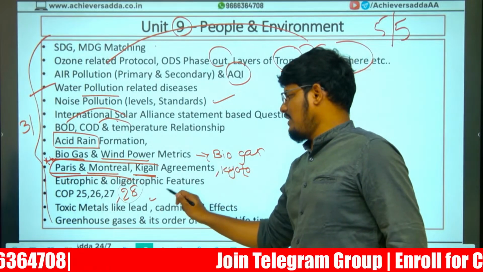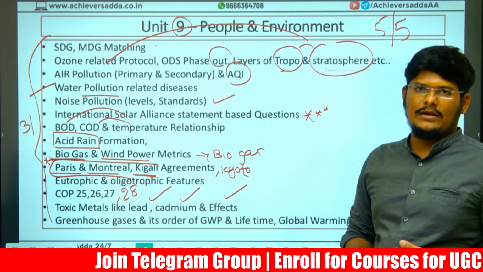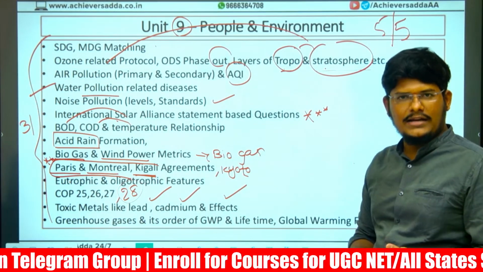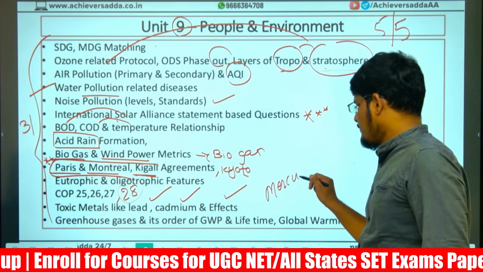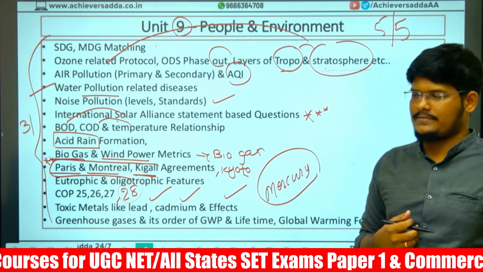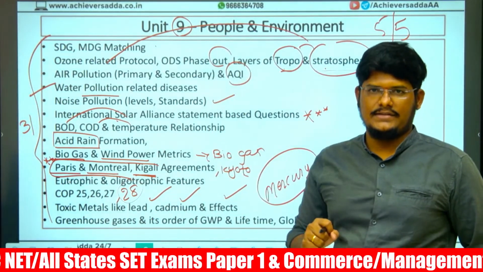Toxic metals like lead, cadmium effects. What is the impact of cadmium? Impact of aluminium, impact of arsenic, impact of lead. Mercury poison also, even you can add the mercury poison. Due to mercury, what are the side impacts on the human body? Toxic effects.